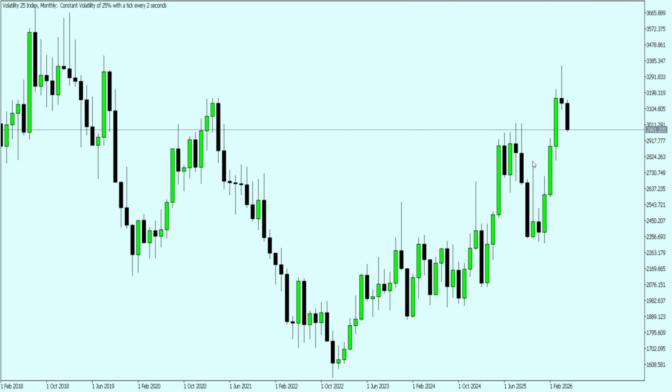Now, this is a chart depicting the Volatility 25 monthly time frame. I know people ask, as you see the monthly time frame this way, how do you go about trading it? I would like you to pause this video, take a good look at the chart you are seeing, and look at what is happening in the market.